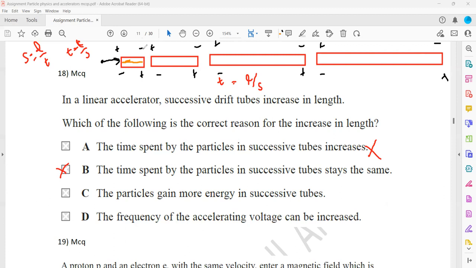Then the moment it comes out from one tube, it will experience the electric potential from the other tube and that causes it to accelerate. So between the tubes, it is accelerating. Within the tube, it will travel with the same speed. So particle gains more energy in successive tubes, that's wrong. The particle is actually not gaining energy in the tube. Between the tubes, it is gaining energy, an equal amount of energy between the tubes.